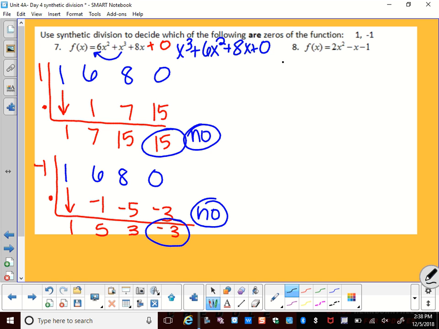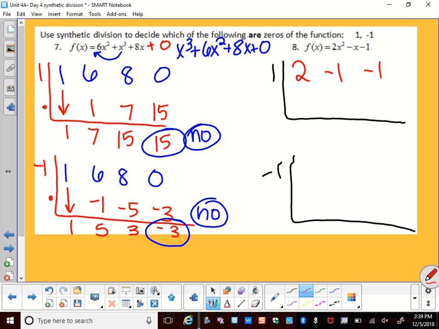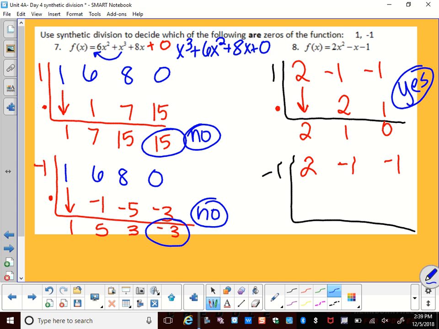For the next one, I also need to have 2 L's. So 1 and negative 1. It is in order, so we're good. 2, negative 1, negative 1. Board is acting up. Alright, I pull my first number down, I multiply. So 2 times 1 is 2. I add coming down and I get positive 1. 1 times 1 is 1 and I get 0. Does this one work? Yes, positive 1 is a 0.